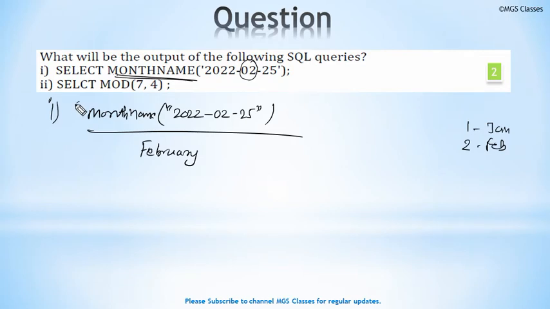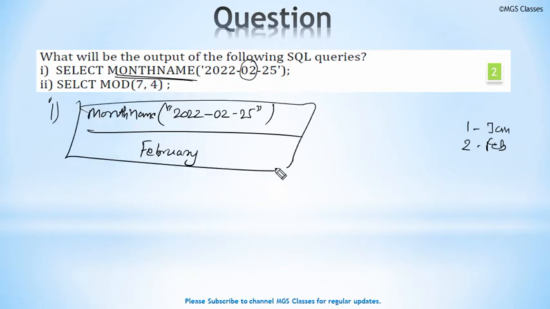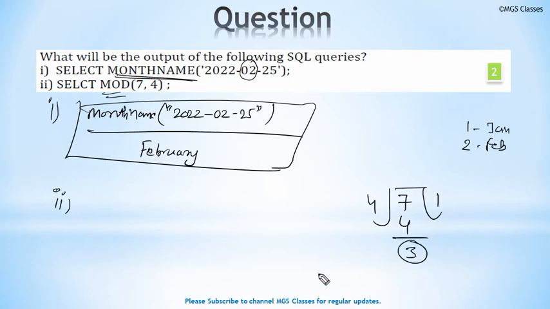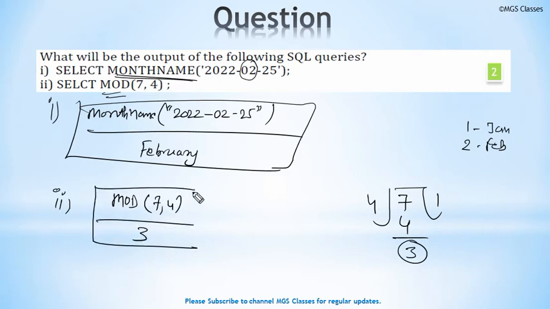Okay, spelling you may check. That way you can answer very easily. And the second question is, what will be the output of this command? Mod function returns the remainder. Whenever we divide 7 by 4, 4 ones are 4, so the remainder is 3, and it will return this remainder simply. So 7 comma 4 will give 3, so its output is 3. Very easily you can predict the output.